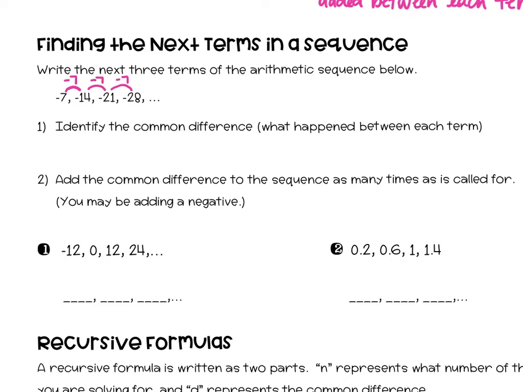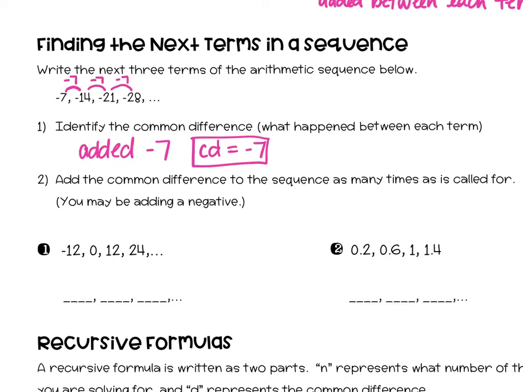All right, so number 1, identify the common difference, what happened between each term. That is your first step, and that is our 7. So they added -7, so I'm just going to say CD for short. So this CD, or the common difference, would be -7. A lot of times they're just going to ask you that. Step 2 is add the common difference to the sequence as many times as is called for. You may be adding a negative.